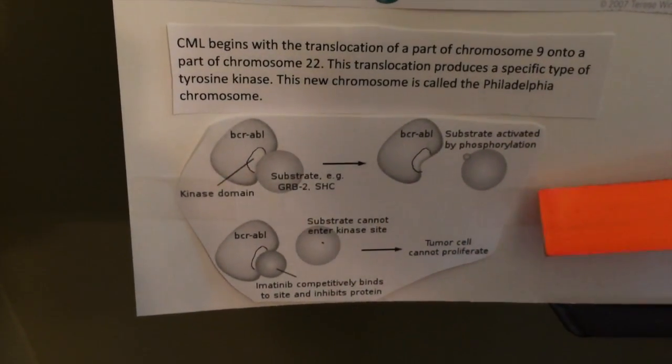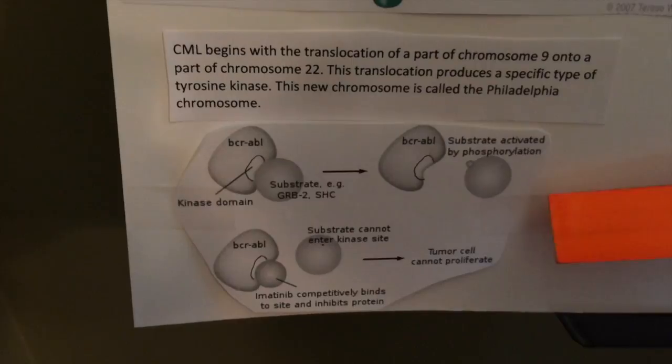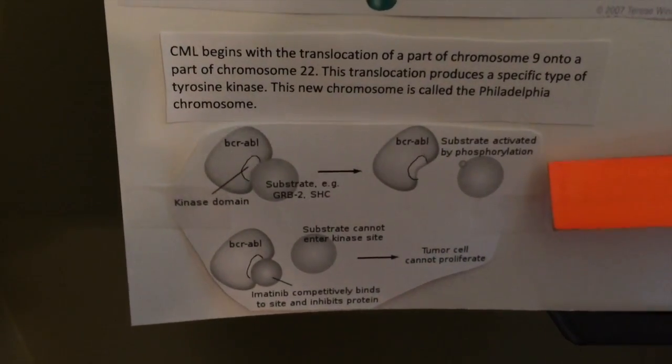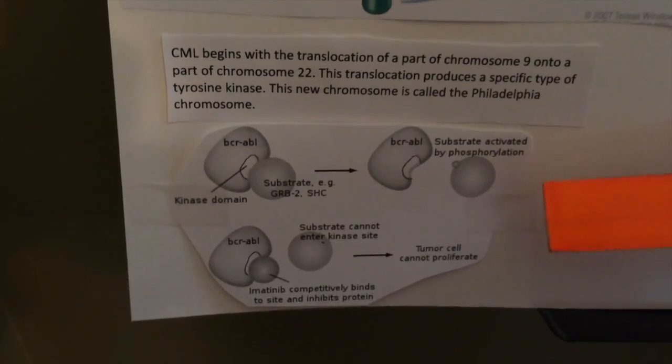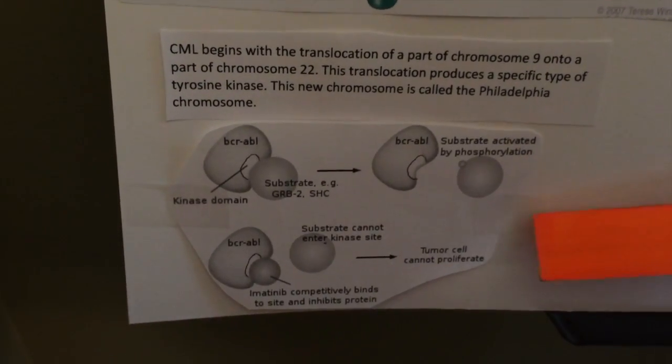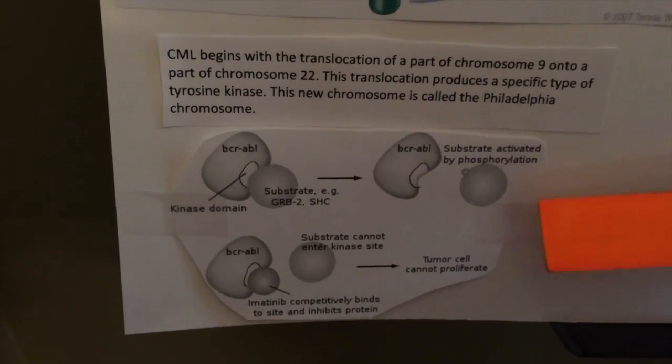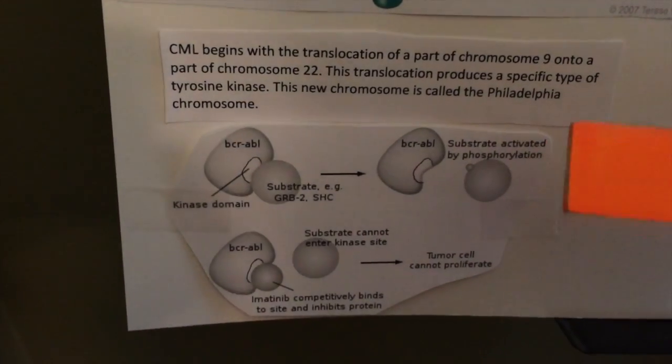Another thing that patients sometimes have to do is get an allogeneic stem cell transplant, which gives patients the needed products of tyrosine kinase receptors to make white blood cells when they need it. So that's chronic myelogenous leukemia.